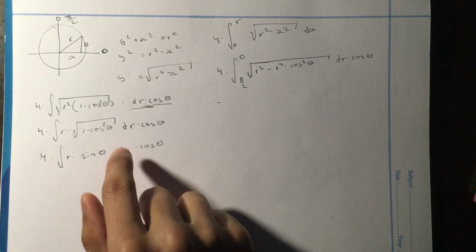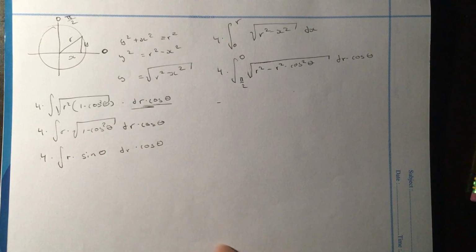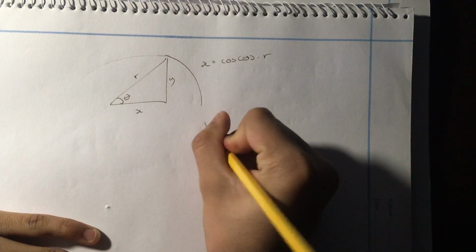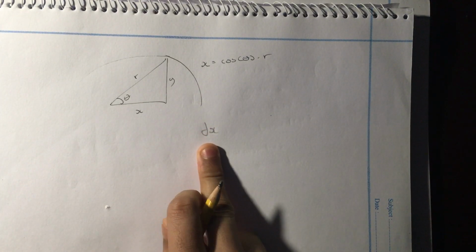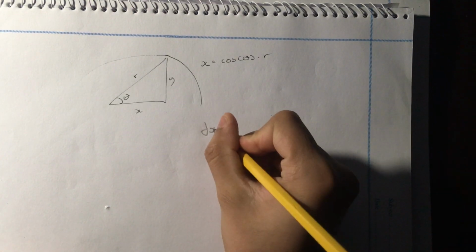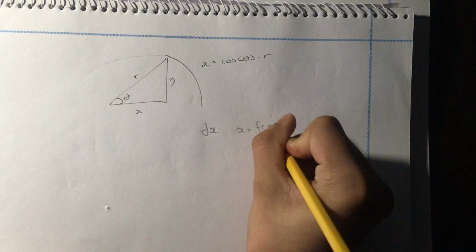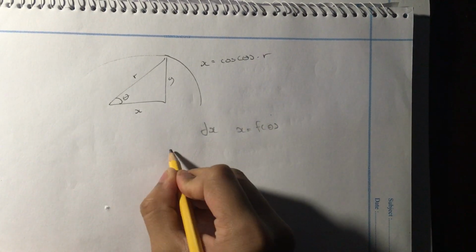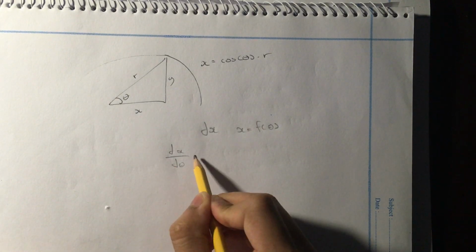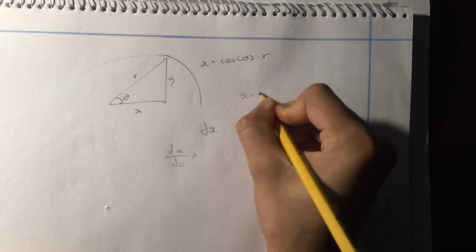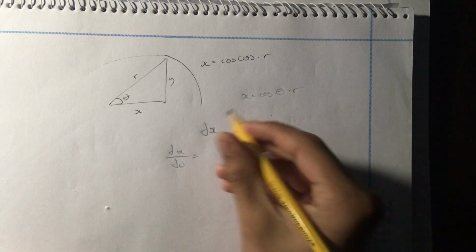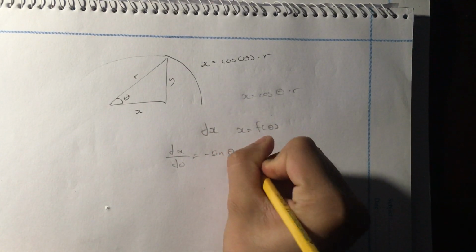Okay, so now comes the big part. We gotta change what we're integrating with respect to. So right now we're integrating with respect to x. So what we can do is x is equal to a function of theta. Okay, so right now we can take the derivative of x with respect to theta. So we have dx over d theta. Remember, since x is equal to cos of theta times r, the derivative of cos of theta is negative sine of theta. So we have negative sine of theta times r.